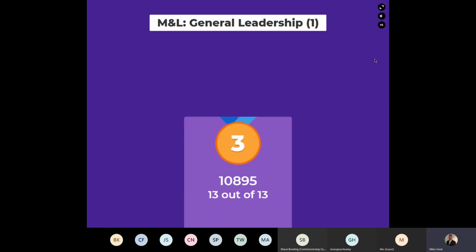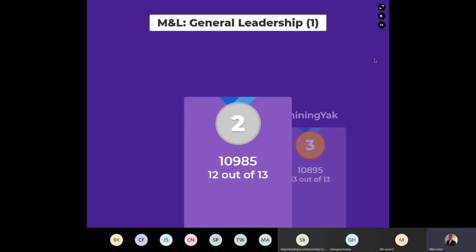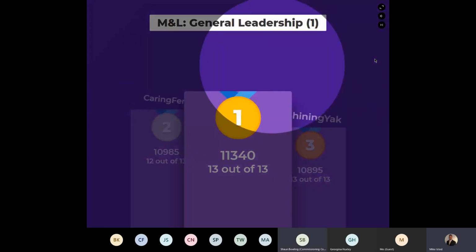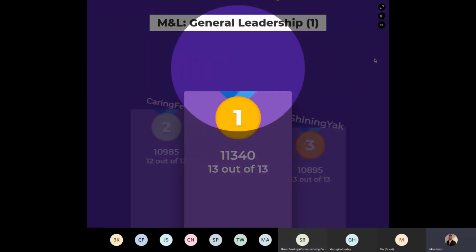In third place, Shining Yak. Well done, Shining Yak. Come forward and take your cup. Tearing Ferret in second, but swooping out in front unbelievably.